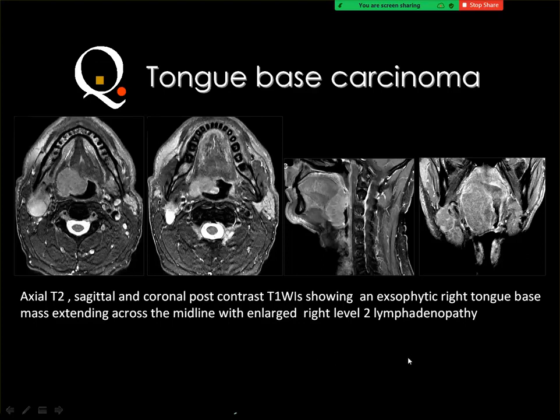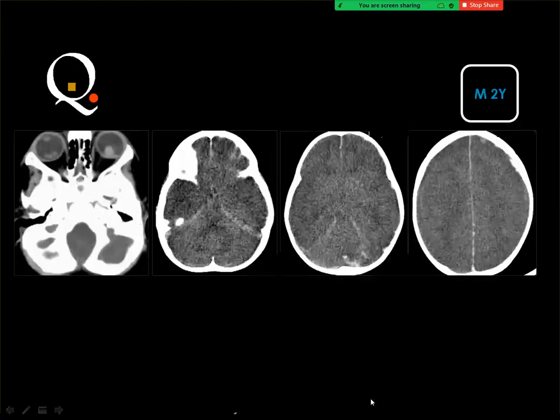Then, actually, if you are asked what are the differential diagnoses of this lesion, you mentioned that lymphoma and metastasis are also considered into the diagnostic possibilities. And this is a child 2 years old, and you got this CT scan of the brain and also the orbit.